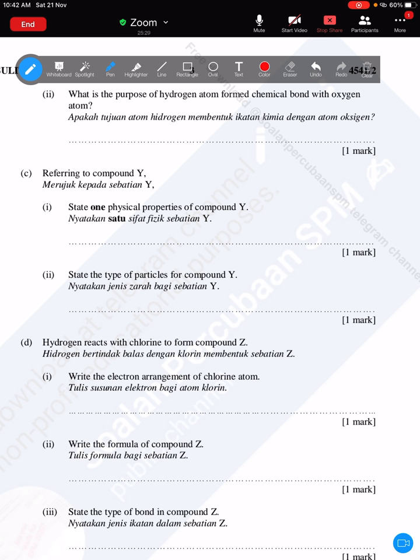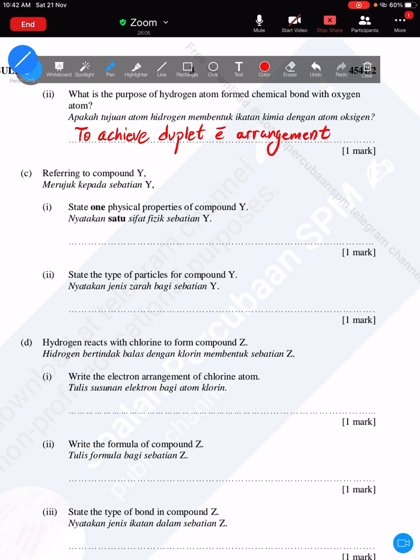Wait, one minute. You write down the answer first. Clever. To achieve duplet electron arrangement. But in SPM, spell out electron. Don't use the symbol just because you want to save your time. Arrangement.